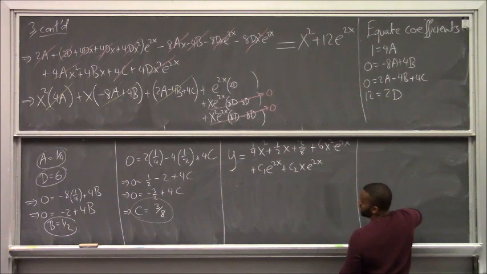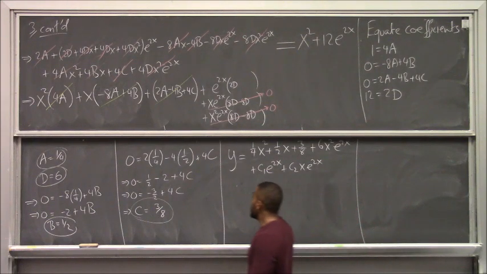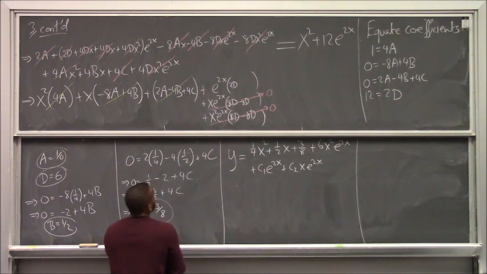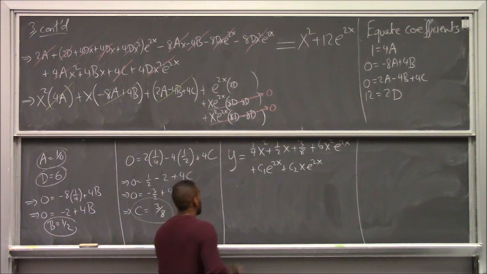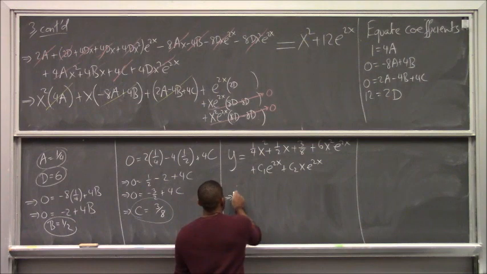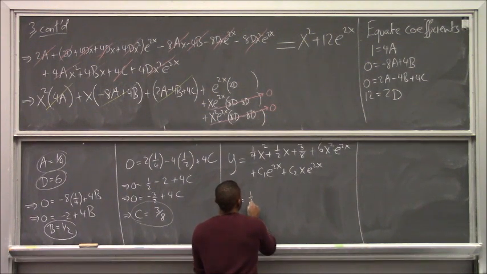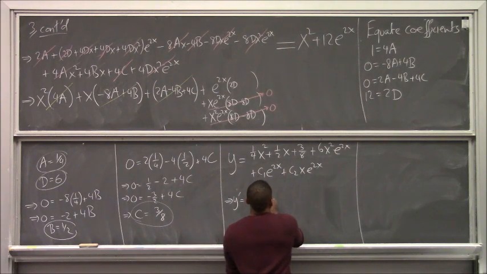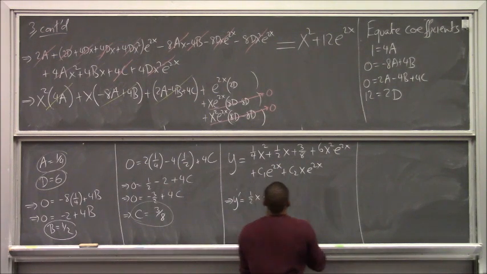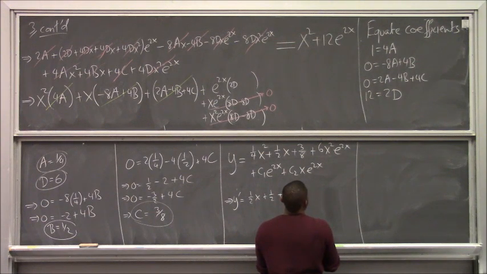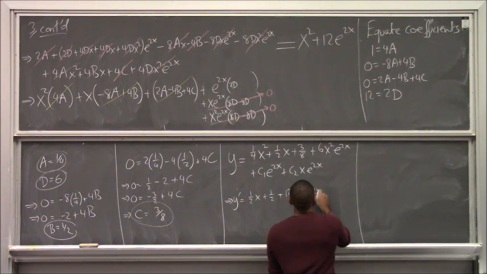But we're not done. Now we need C1 and C2. So now what we're going to do is y of 0 is... our y prime would be what? 2 over 4 x plus x plus 12x e to the 2x plus 12x squared e to the 2x.